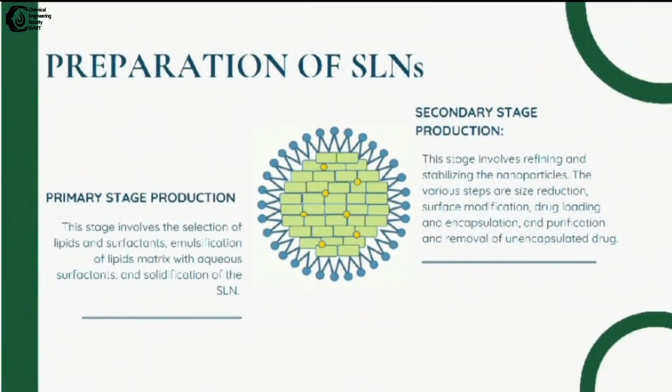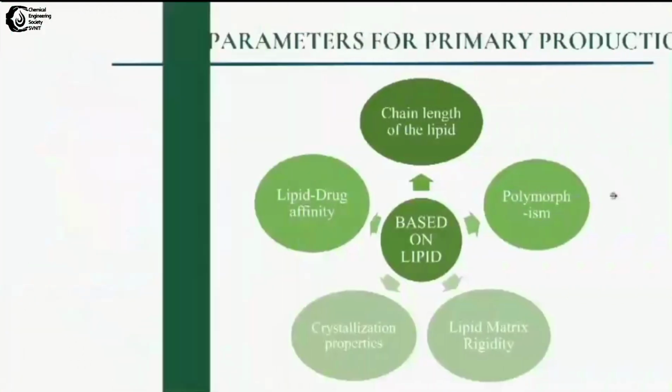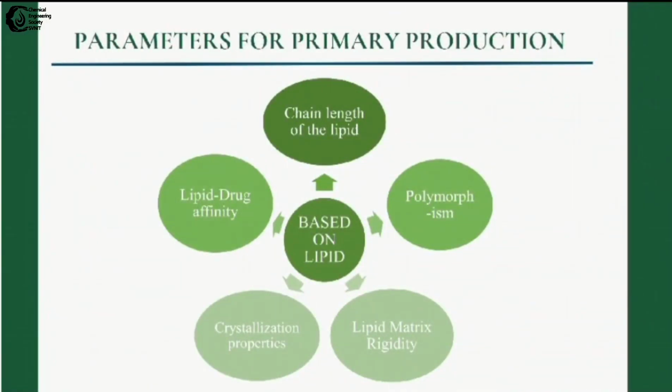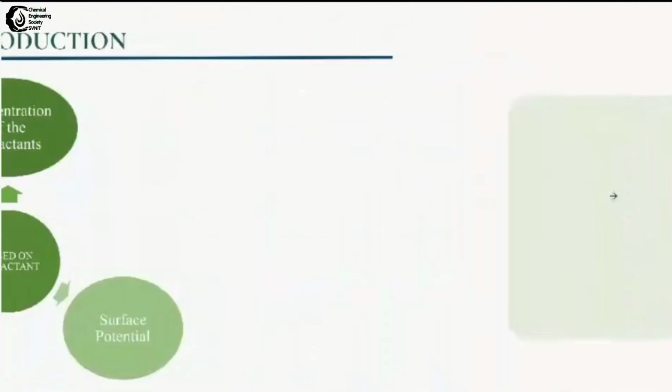SLN is prepared in two stages. The primary stage gives rise to a very raw form of the SLN, while the secondary stage gives rise to a refined and stabilized nanoparticle. The parameters for primary production are based on two factors, the lipid and the surfactant.